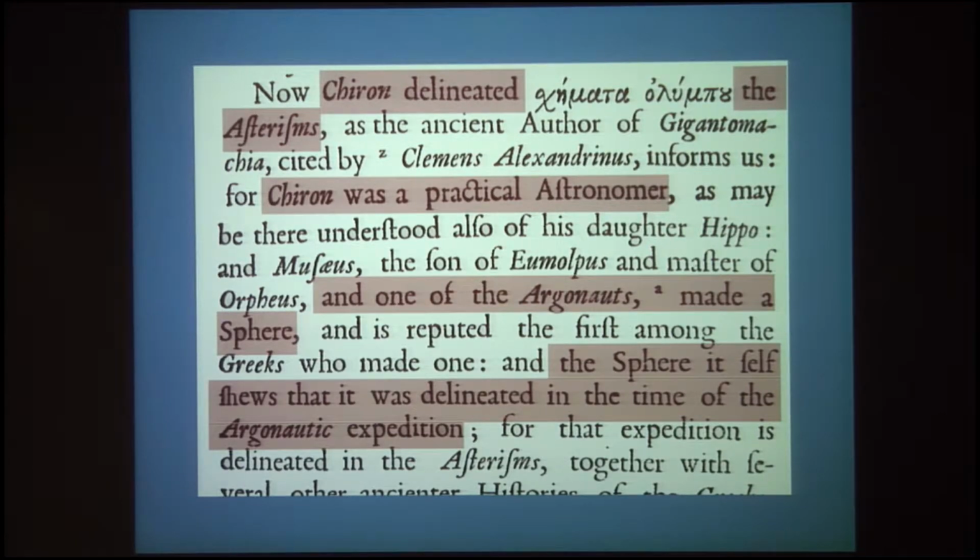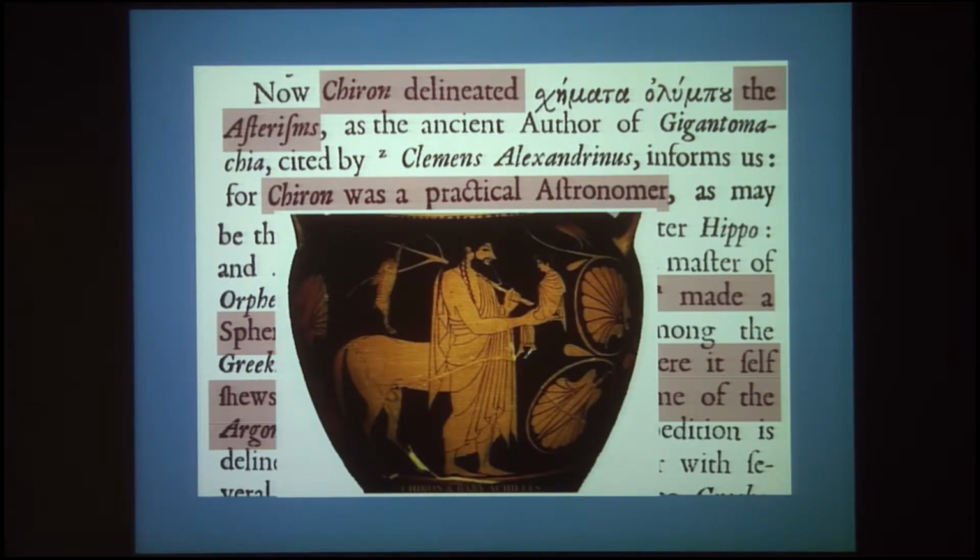Here's a major passage, and I'll just read what's in red. Chiron delineated the asterisms, for Chiron was a practical astronomer. And one of the Argonauts, says Newton, made a sphere. And the sphere itself shows that it was delineated in the time of the Argonautic expedition. Now, of course, this is Chiron, but Newton had some reasons for arguing that he was an astronomer. I don't have time to go into that right now, and I'm going to show you a criticism of it later on anyway.